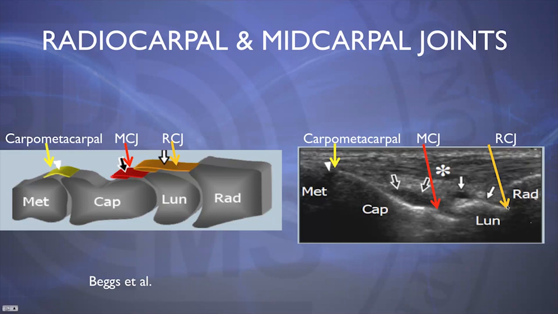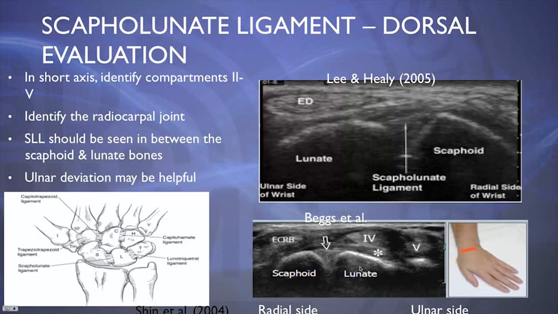Then looking at our ligaments, the scapholunate ligament during dorsal evaluation. In short axis, try to identify compartments 2 through 5, identifying the radiocarpal joint. The scapholunate ligament is going to be seen between the scaphoid and the lunate bones. You may find that if you do a little bit of an ulnar deviation, meaning that your hand is deviated more towards the ulnar side, it may help pull that ligament out better for you and visualize it better.